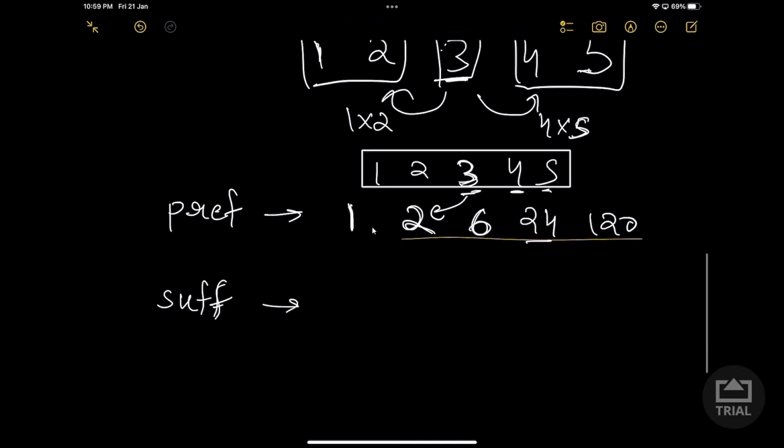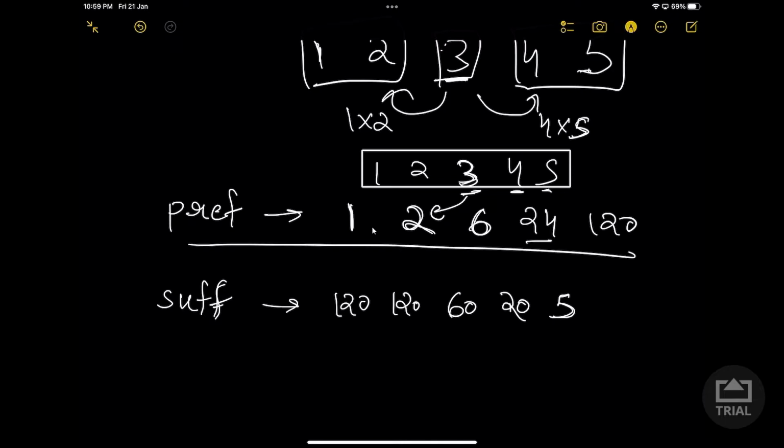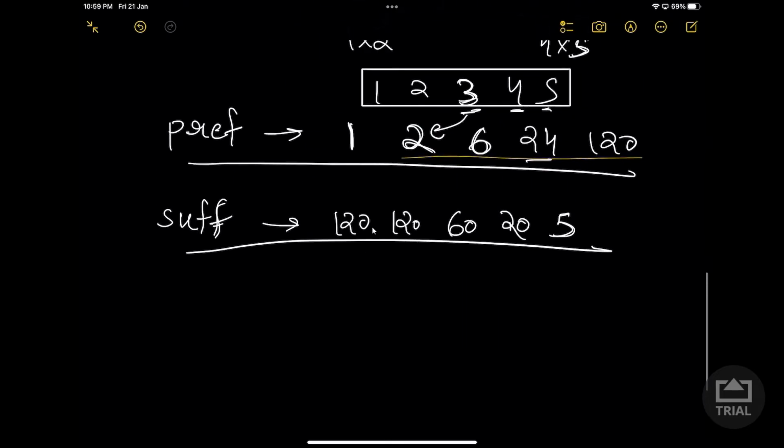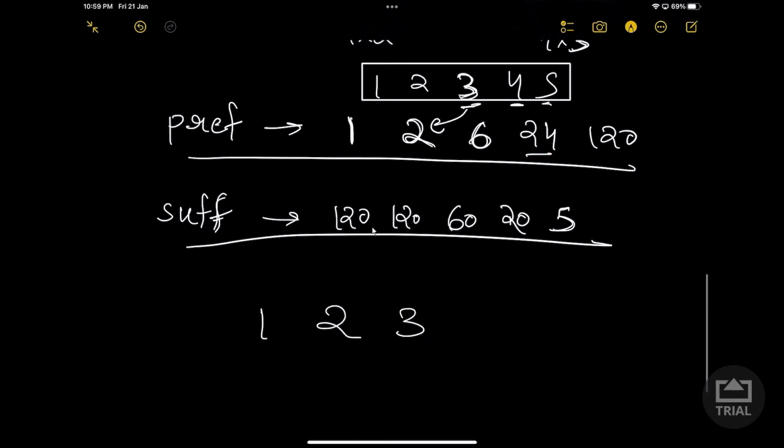And similarly, we will do for suffix, like we will first store this 5, and we will multiply 4 with 5, so it will be 20. So we will multiply 20 with 3, so it will be 60. We'll multiply 2 and 60, so it will be 120. We'll multiply 120 and 1, so it will be 120. So we found the prefix and suffix array. Now how can we use this? So let's see. So again, let's take here the array.